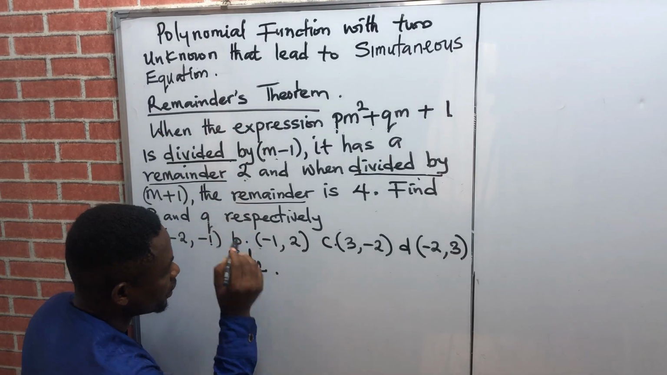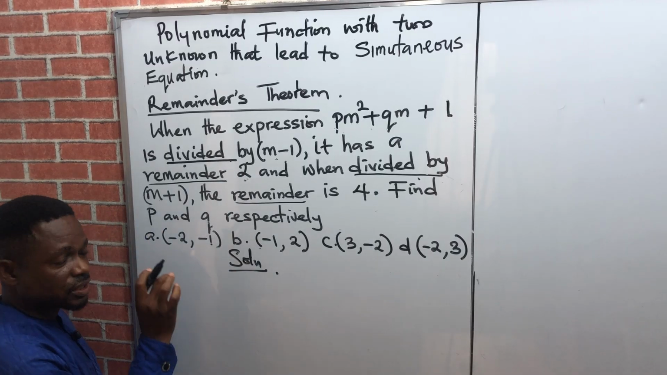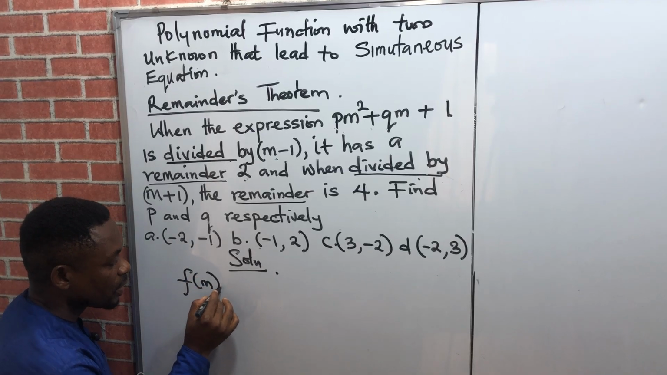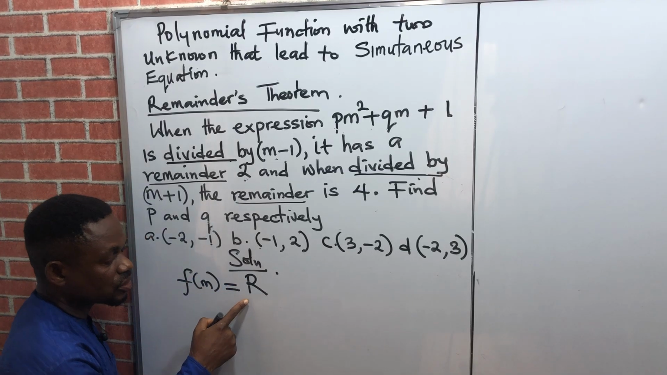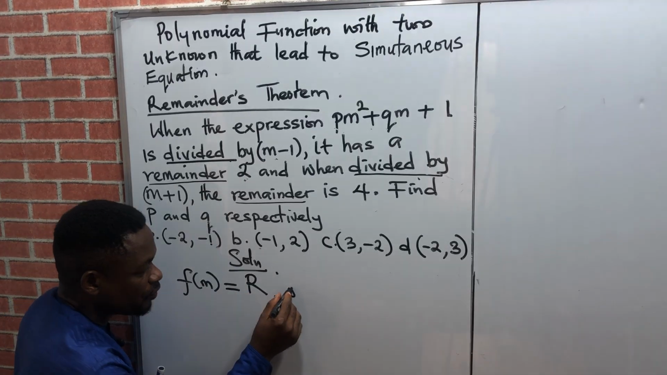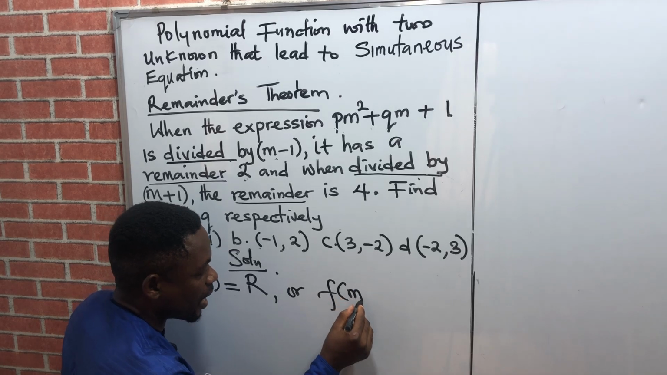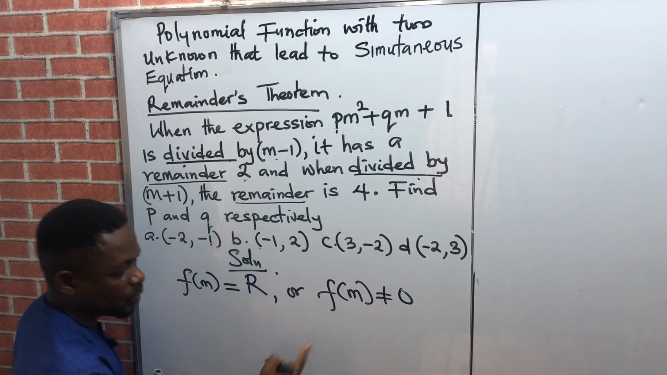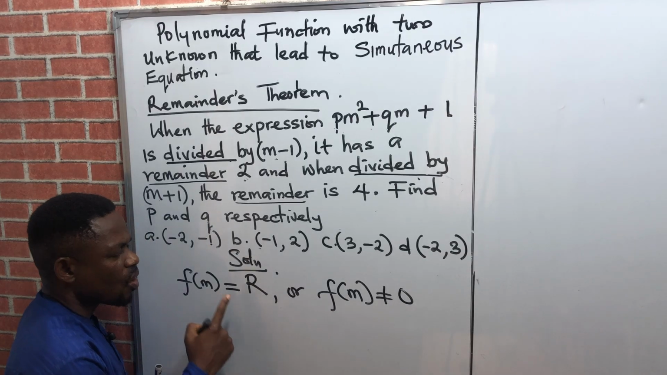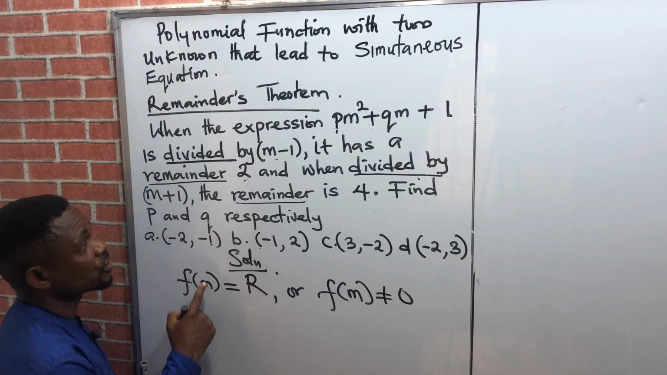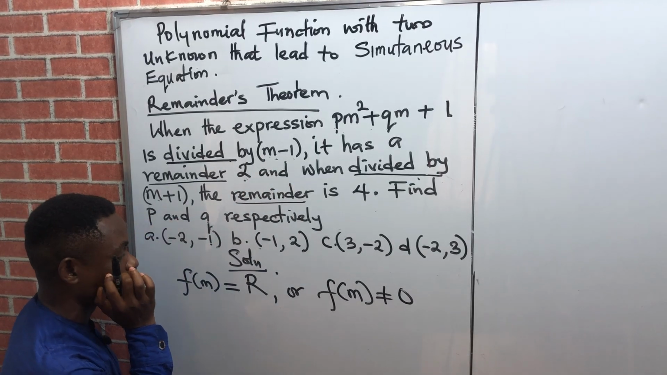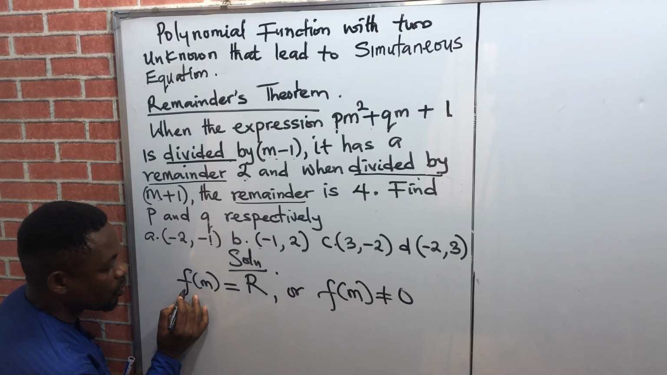Watch. The condition is, when is a polynomial function said to be remainder? It is said to be a remainder theorem when f of m is equal to r, and that r is what we call the remainder. Or invariably, I can say f of m is not equal to 0. We call it remainder theorem. Now, this is the formula I'm going to introduce. Why am I using m? It is because the divisor has m minus 1 and also m plus 1.